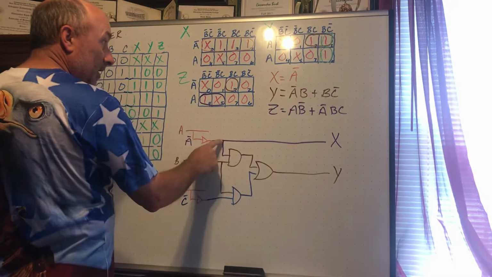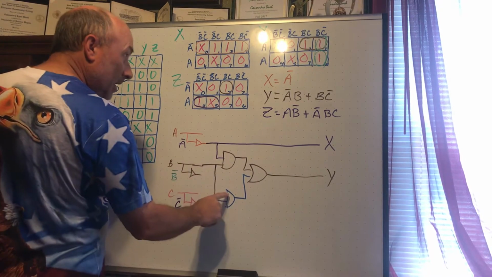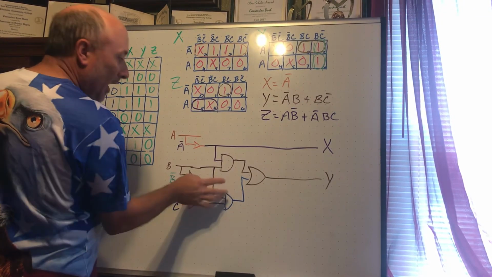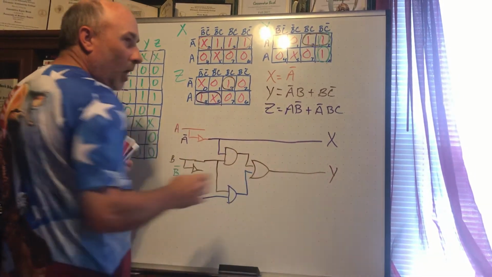Then I'm going to build the Y. So I got A naught again coming in and ANDed with B. And then I got B ANDed with C naught. And then both of those outputs are ORed together. And that gives me my Y output.